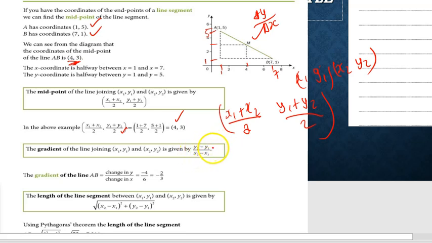Again, for us to find the gradient of the line joining x1, y1 and x2, y2, we can use y2 minus y1 divided by x2 minus x1. We can find the gradient, change in y over change in x. How steep is the line? Again, we can find the length of the line segment by taking the square root of the sum of the squares. This takes you back to Pythagoras theorem. And this is the concept that we are going to cover in this particular topic.